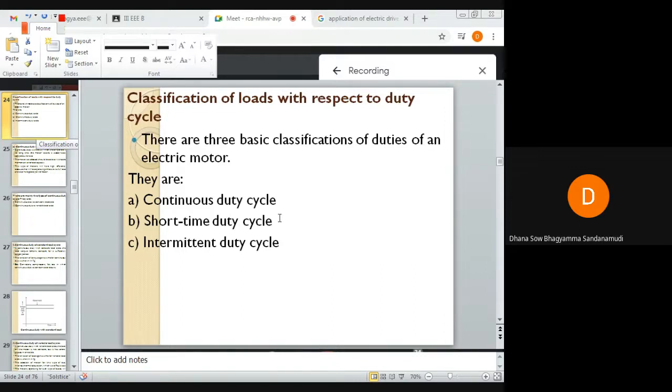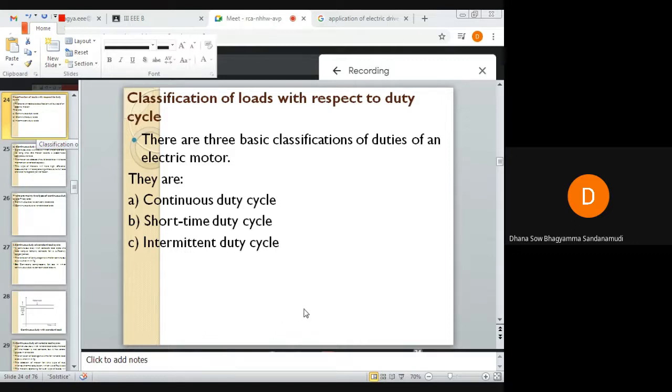In this type of duty, the load occurs on the motor during small intervals and remains idle for a longer time to re-establish the equality of temperature with the cooling medium. The best example is a mixer. In my house, we use it hardly for 5 minutes almost daily, and we won't use it throughout the day. So the mixer is used for a very small interval and it will remain idle for a very long duration of time.